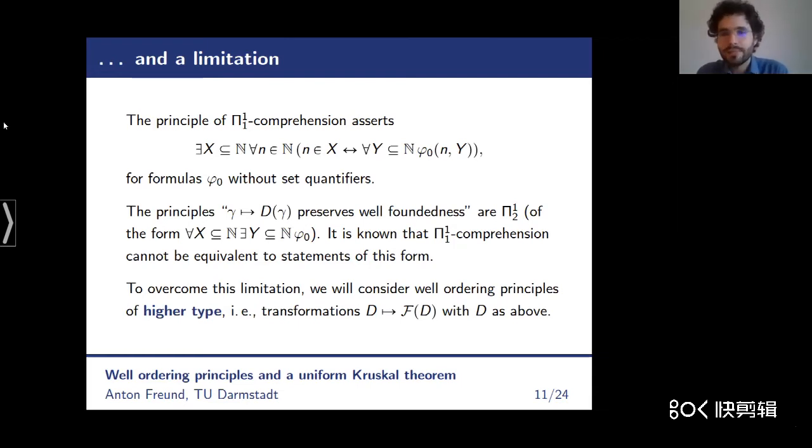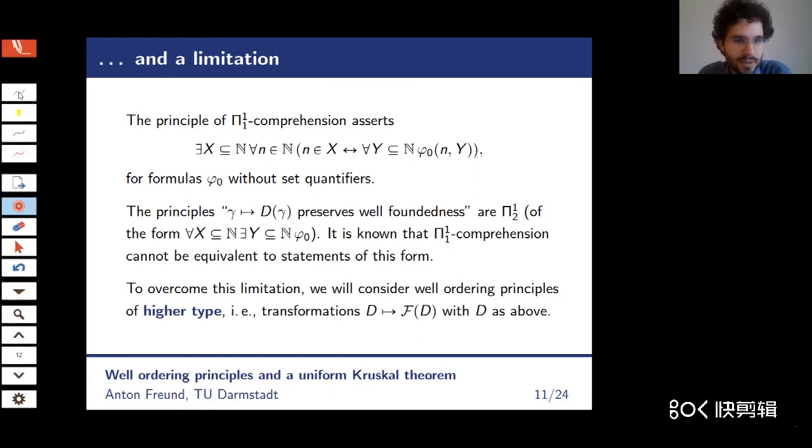And to discuss this limitation, I want to look at another very important principle from reverse mathematics, namely the principle of pi-1-1 comprehension. So we already saw arithmetical comprehension, and the only difference in pi-1-1 comprehension is that now in the comprehension formula, we can have one quantifier over infinite sets. So one quantifier over subsets of the natural numbers.